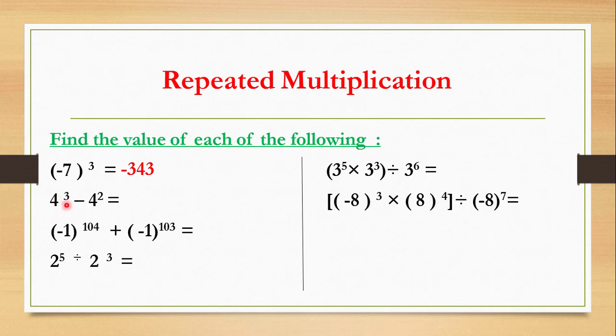4 to the power 3 minus 4 to the power 2. In this case, we should calculate 4 to the power 3, then 4 to the power 2, and subtract. So 64 minus 16 will be 48.